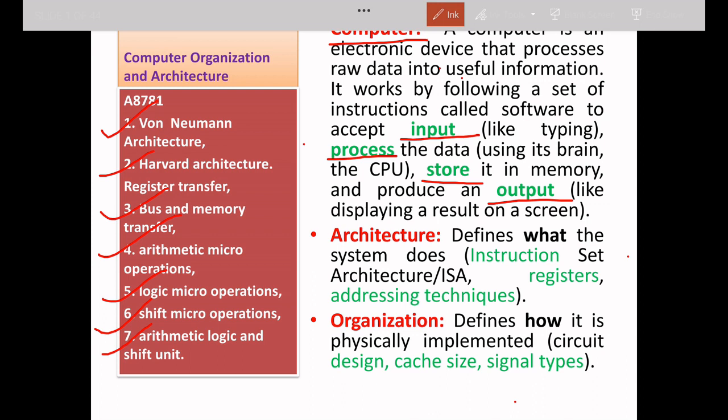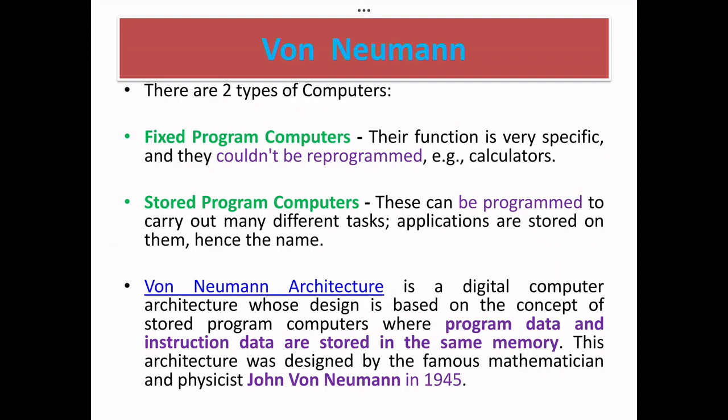Now what is the meaning of architecture? This is very important. Architecture means what the system will do: instructions, registers, addressing techniques. These are the architecture. And the third one is the organization. What is the meaning of organization? Organization means how. So this is what and this is how. So how is the system working? It is physically implemented, like the design, cache size and signal types. So this is the definition of computer organization and architecture.